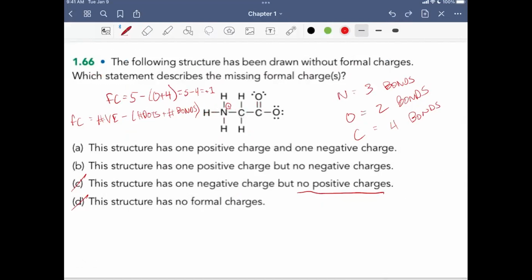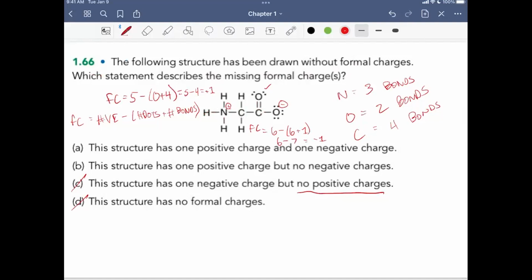These 2 oxygens differ though, and if you know right away that oxygen likes to have 2 bonds to fill its octet, then you know that this one has to have a formal charge. This oxygen has 2 bonds, that oxygen is good. This one only has 1 bond, so let's calculate that formal charge if you don't already know that it's a -1. So oxygen has 6 valence electrons minus, let's see, 1, 2, 3, 4, 5, 6 dots plus 1 bond. That's 6 minus 7, which is a -1 formal charge.